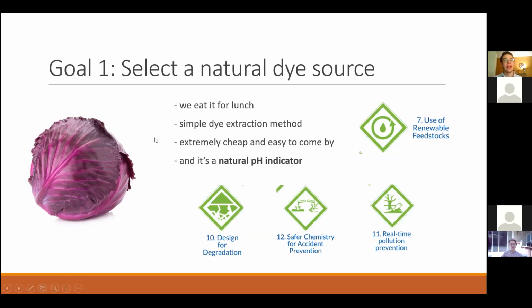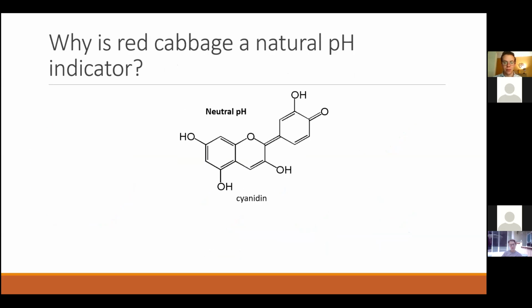The third thing is that it's extremely cheap, excuse me, and it's pretty readily available. You can just go to the grocery store and buy a head of cabbage, and there you go. The fourth thing that I hadn't really anticipated, but I was pleasantly surprised to find out, was that it's a natural pH indicator. And I'll say more on that in a second. These green symbols around here are the green chemistry principles that I took into account when choosing this dye, or that resulted from choosing this dye.